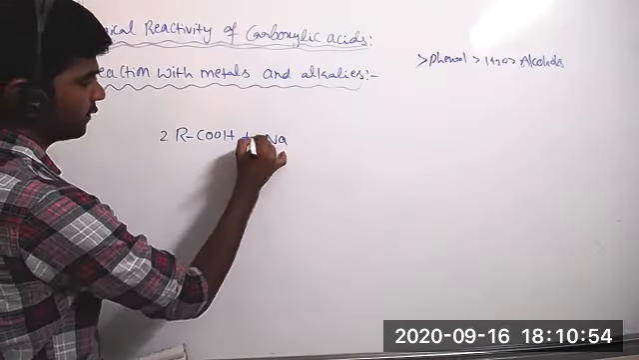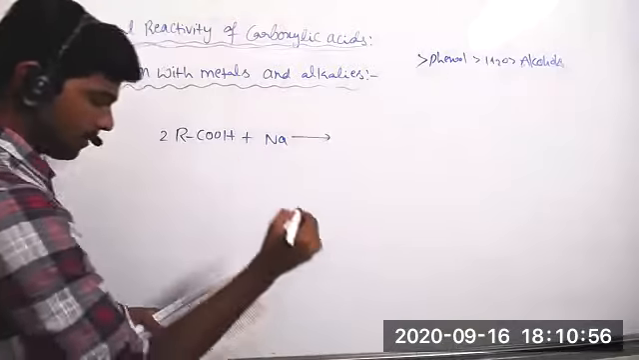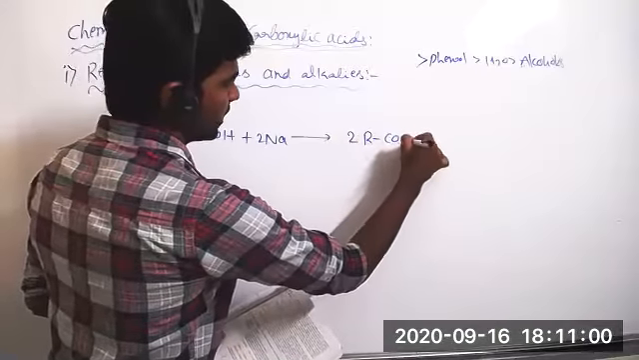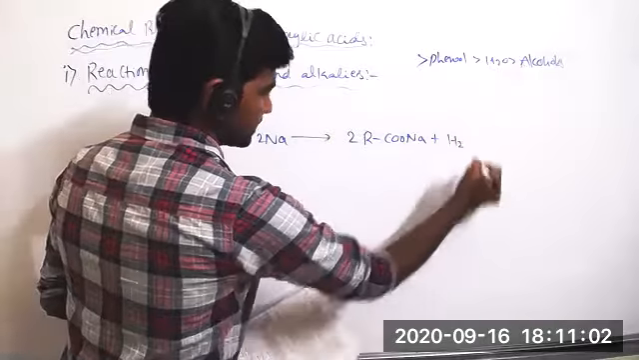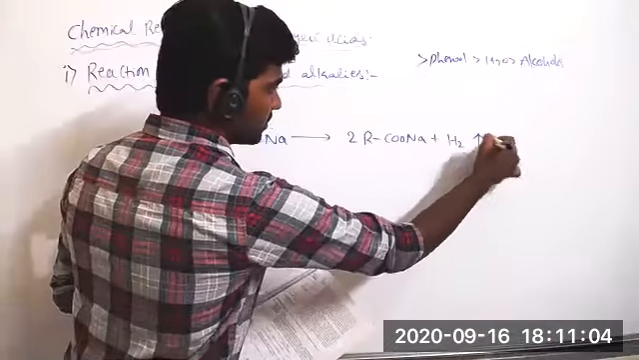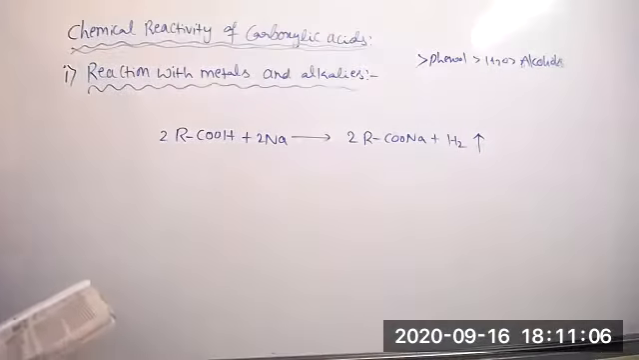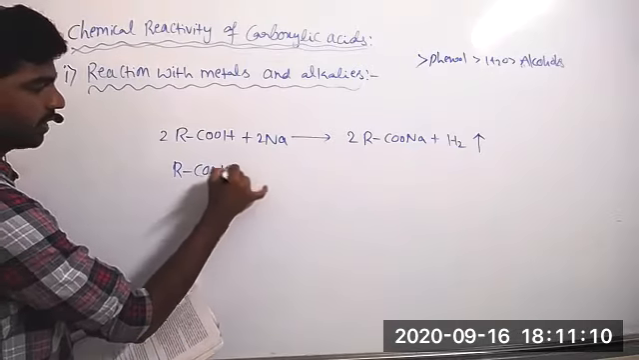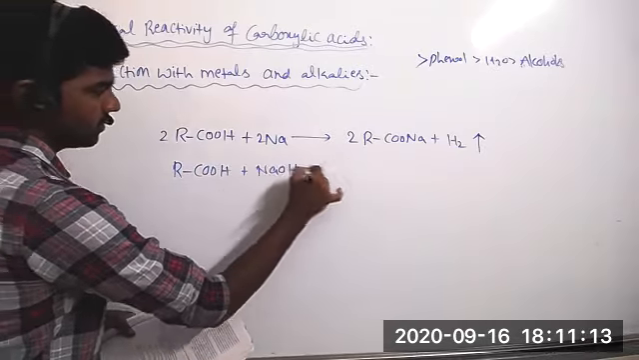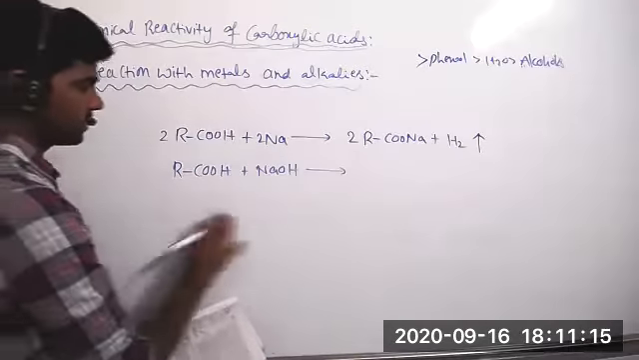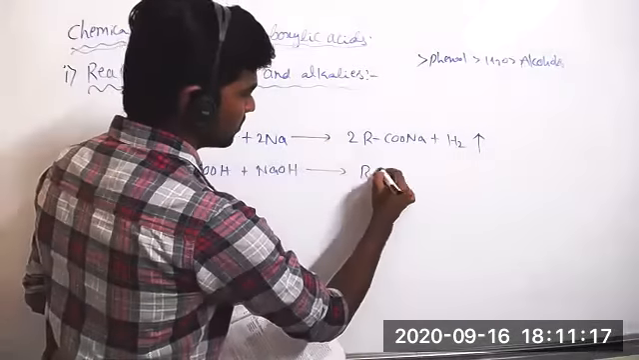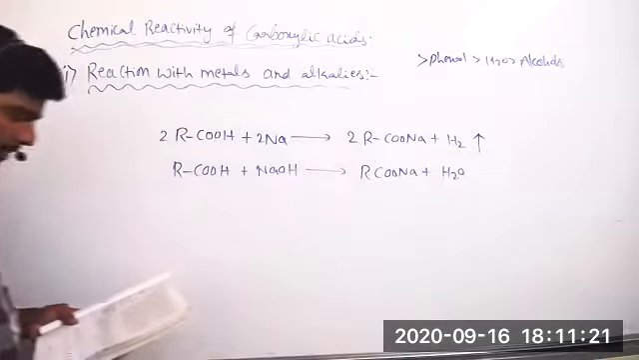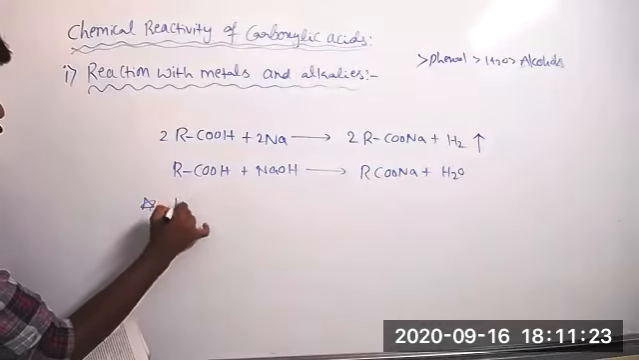Carboxylic acid reacting with sodium metal forms 2RCOONa and hydrogen gas is released. This is the sodium salt. Even carboxylic acid is able to react with sodium hydroxide. Neutralization reaction takes place. Salt and water are produced. And this is an important reaction.